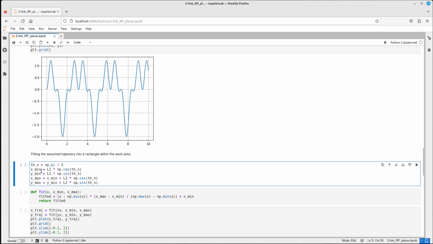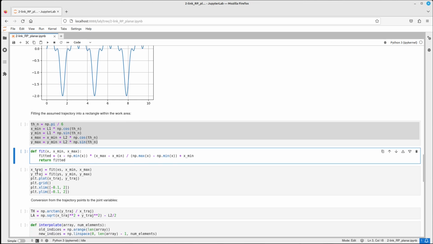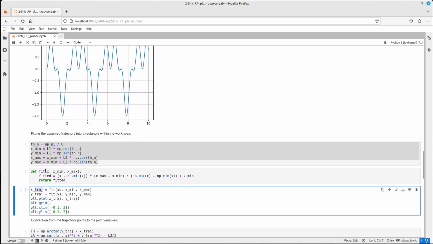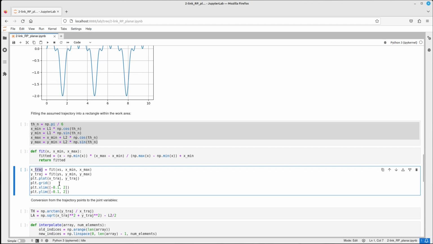Yeah, so this defines the rectangle that we want to keep our trajectory in. So now we have to fit that trajectory into that rectangle. This is just a helper function that lets us do that. So we run the trajectory that we initially prepared here, in terms of its shape, through this fit function.